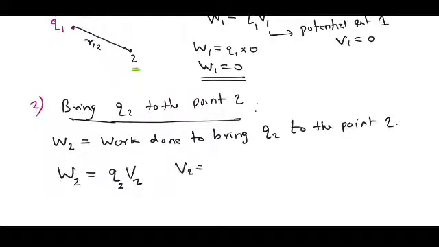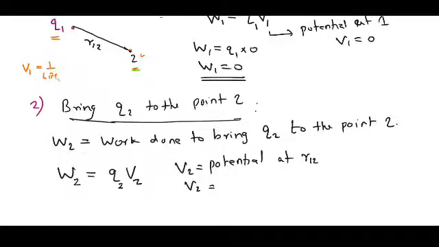That is, V2 is the electric potential at the distance R12. Here, what will be the electric potential at the point 2? Will there be an electric potential? Yes, because the charge Q1 has already reached here. The Q1 charge produces an electric field at the distance R12. That electric potential we can write as 1 by 4 pi epsilon 0 Q1.